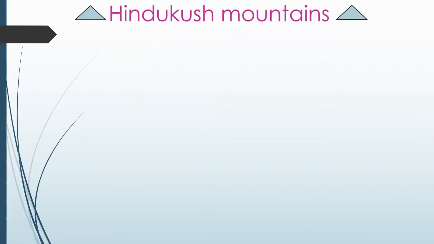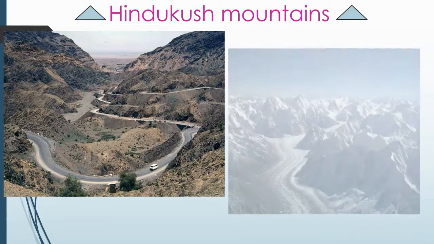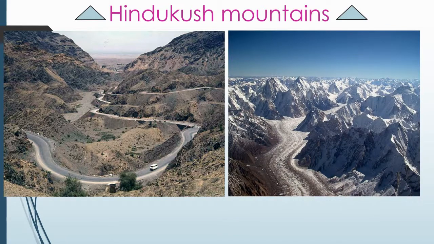Next, the Hindukush mountains. This is one of the mountain passes. The Hindukush mountains stretch from the west of the Himalayan region to northern Pakistan and through Afghanistan. However, there is a land route through the Khyber and Bolan passes in the Hindukush mountains.